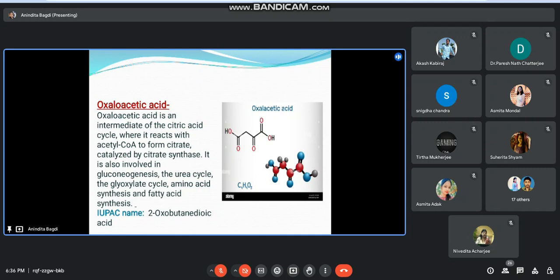Second, oxaloacetic acid. Oxaloacetic acid is an intermediate of the citric acid cycle, where it reacts with acetyl-CoA to form citrate, catalyzed by citrate synthase. It is also involved in gluconeogenesis, the urea cycle, the glyoxylate cycle, amino acid synthesis, and fatty acid synthesis. This is the structure of oxaloacetic acid, and the IUPAC name is 2-oxobutanoic acid.